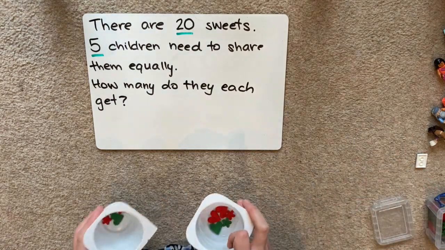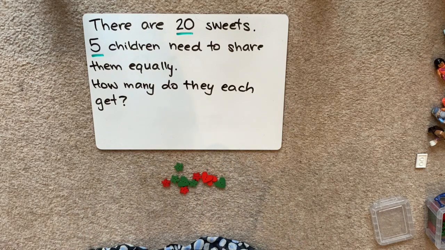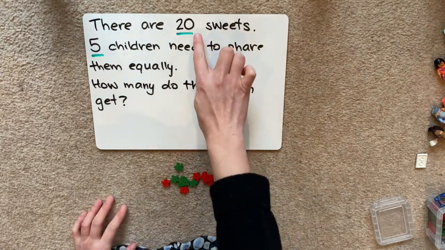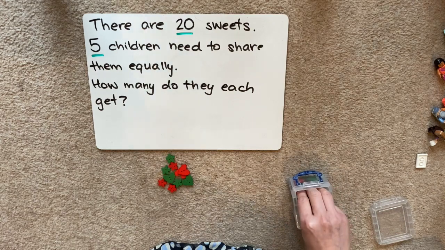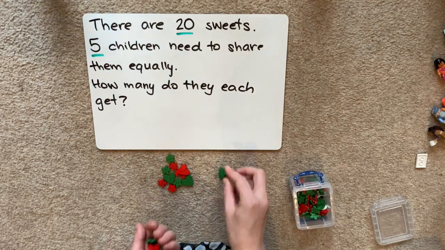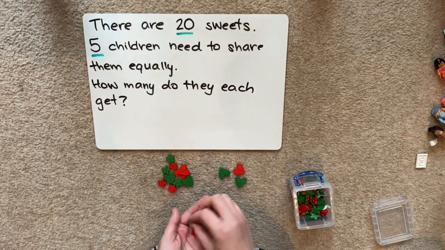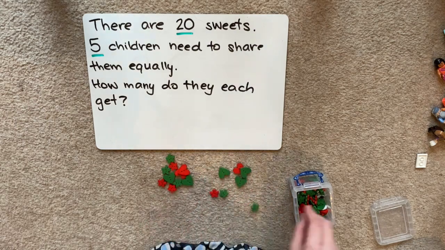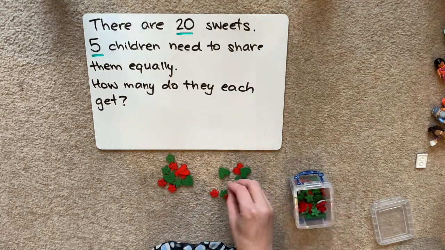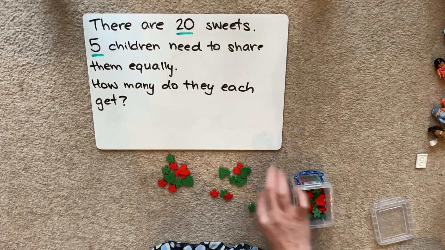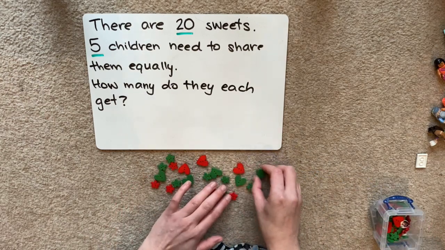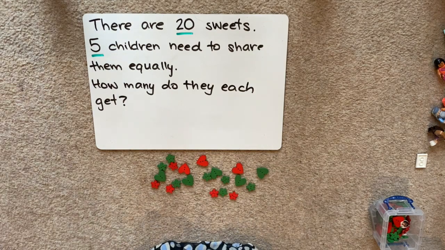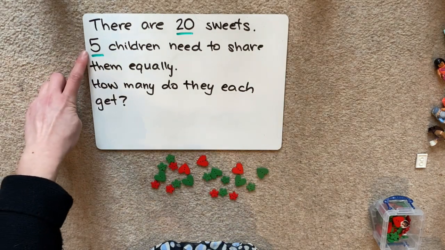I'm going to use my buttons again. I need to get out 20. So I had 10 here. I'm going to get 10 more. 1, 2, 3, 4, 5, 6, 7, 8, 9, 10. So I've got 20 sweets all together, and they need to be shared between 5 children.